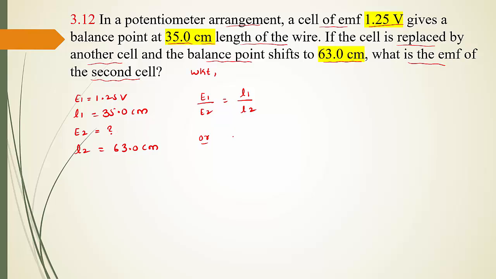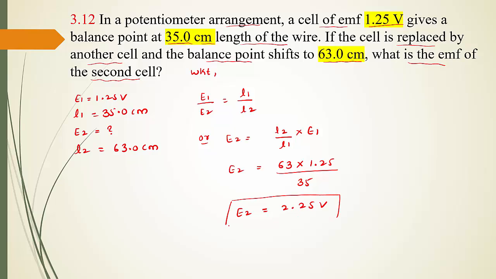Or we can write it as E2 equal to L2 divided by L1 into E1. Right? E2 equal to, what is the value of L2? 63 centimeter into E1, EMF of the first cell is 1.25, divided by length for the first cell is 35 centimeter. So calculate these values, we will get EMF of the second cell as 2.25 volt. So this is EMF of the second cell.